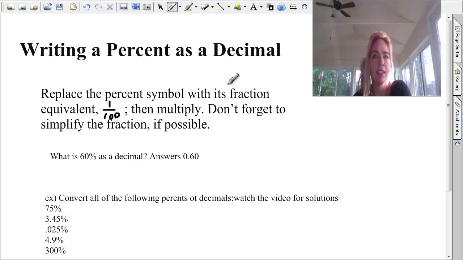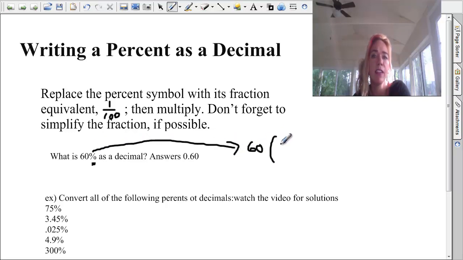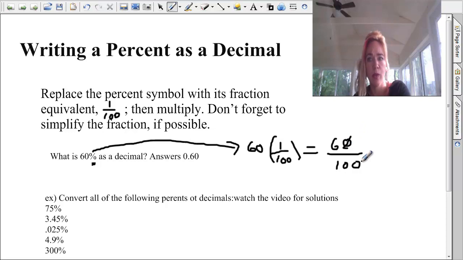Writing a percent as a decimal. Replace the percent symbol with its fraction equivalent, 1 over 100, and then multiply. And don't forget to simplify your fraction. So basically, replace percent, which means per centum, means per 100. So what I like to do is, 60% really means 60 times 1 over 100. Or you could even jump to saying percent means per 100, so you could just say 60 out of 100. But then clearly that's going to reduce, and you'll have 6/10.